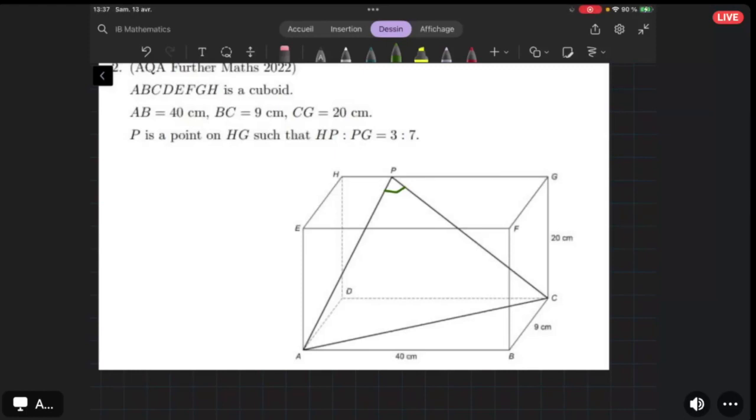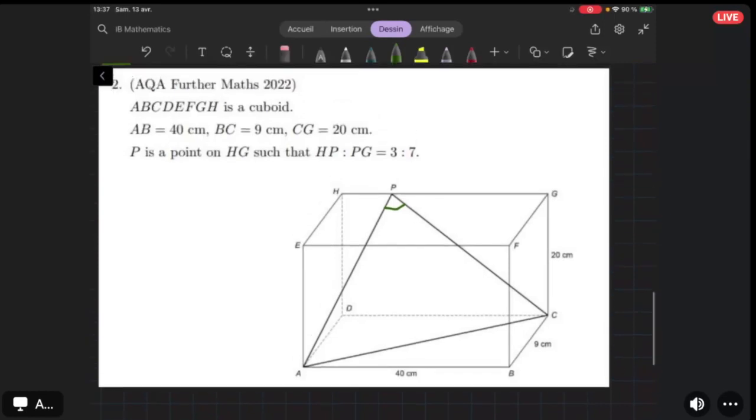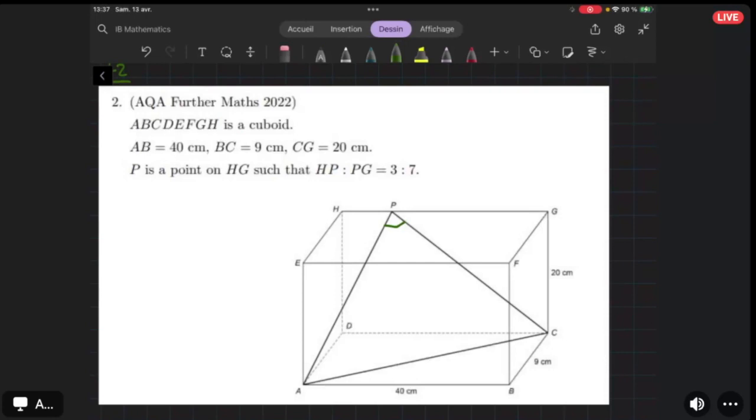All right. What's our game plan? What's our game plan here? Finding AC is easy. All right, good. That's one part of the problem.